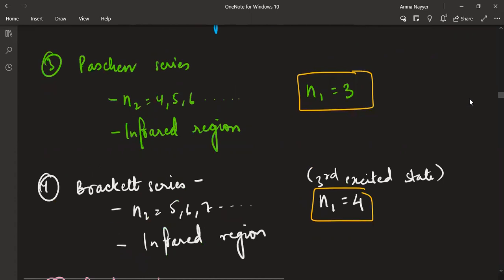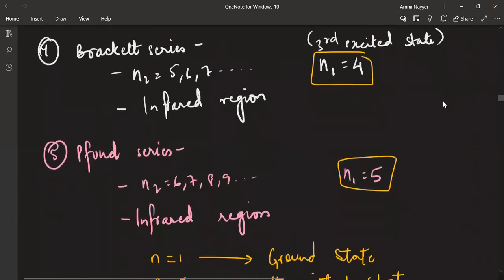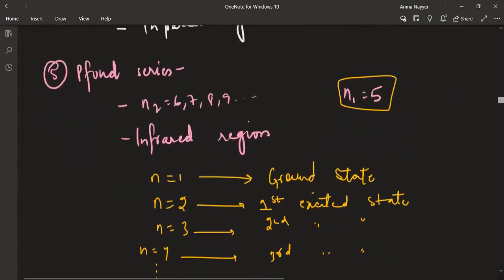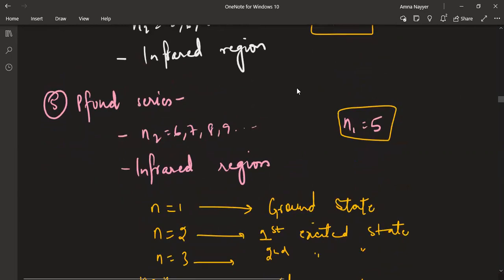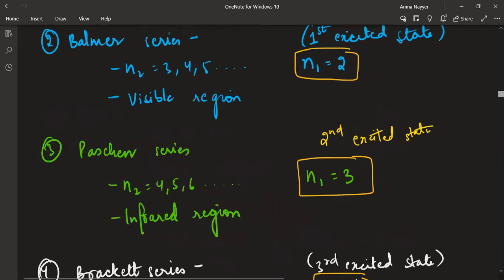Then third is the Paschen series, where electrons jump from any orbit to the third orbit, which we call the second excited state. This lies in the infrared region. In the Brackett series, the electron jumps from any orbit, fifth, sixth, seventh, eighth, infinity, but ultimately lands back on the fourth orbit. So this is the third excited state, and it lies in the infrared region. Then you have the Pfund series, where the electron jumps from any orbit to the fifth one. This also lies in the infrared region. So the last three lie in the infrared region.